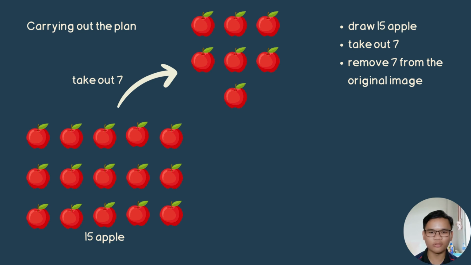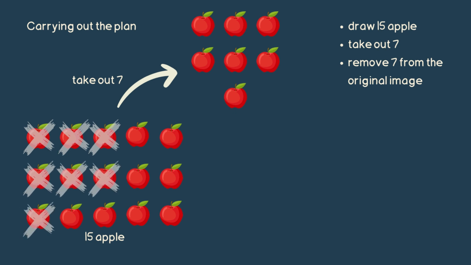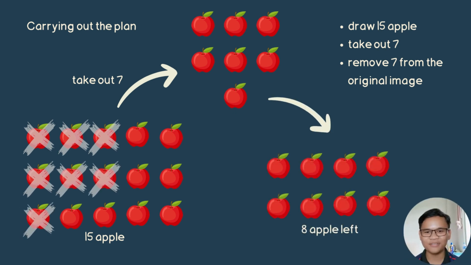So we need to know that from the previous image, we will cancel out 7. And then finally, we count back one by one the number of apples left from the first image. And then we get the answer, which is 8.